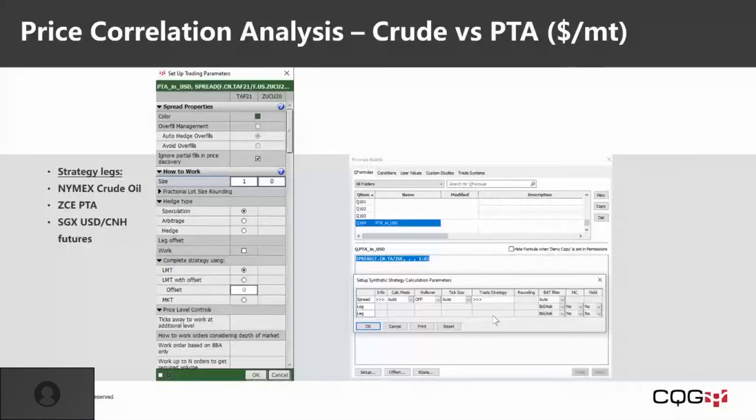And this is done in CQG spreader through the chart that you see now. And there are a few parameters that are going to be extremely important here, and especially for any of the Chinese markets. So we can see, first of all, how we want to work this particular spread, so how many lots we want to do on both sides.